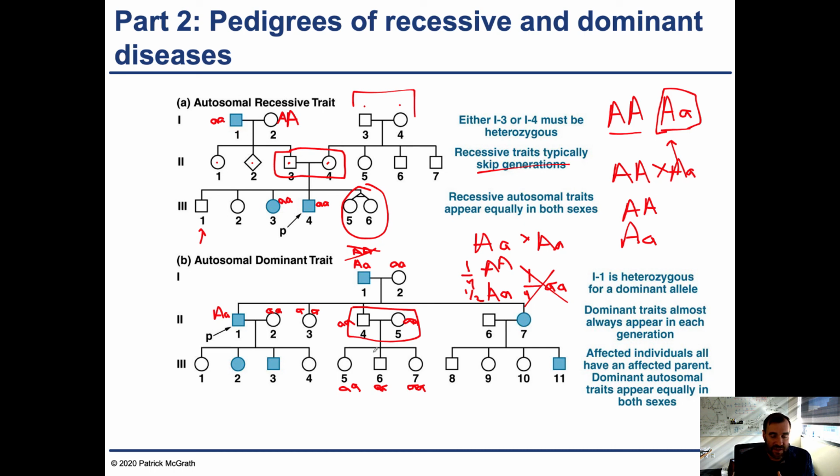So that's the idea. You look at these pedigrees, you try to figure out whether it is a recessive trait or a dominant trait, and then you also try to assign genotypes to the individuals. And if you can't assign genotypes, then at minimum you assign probabilities that they have a given genotype.